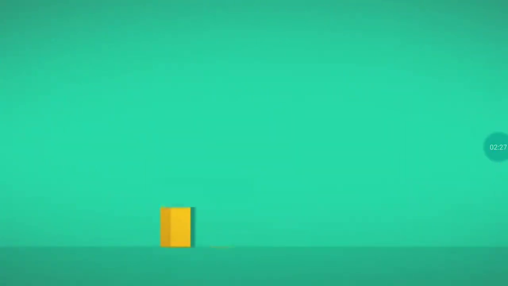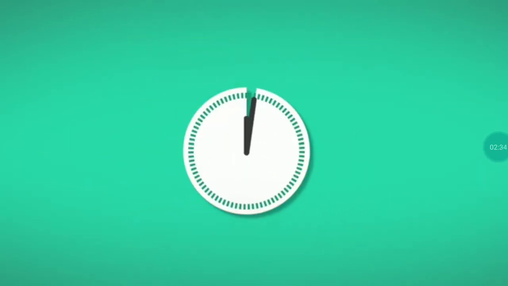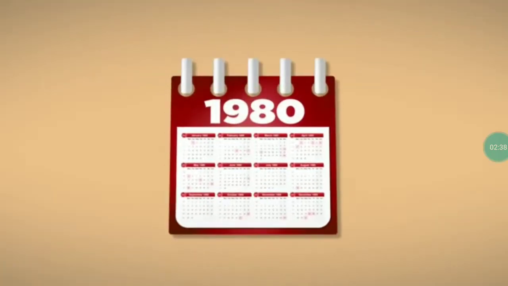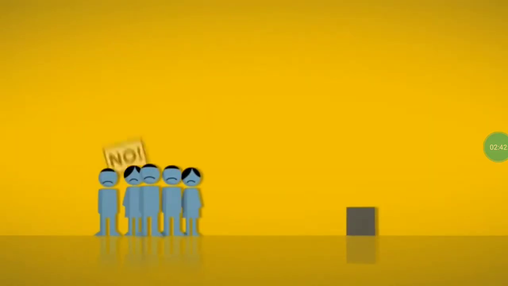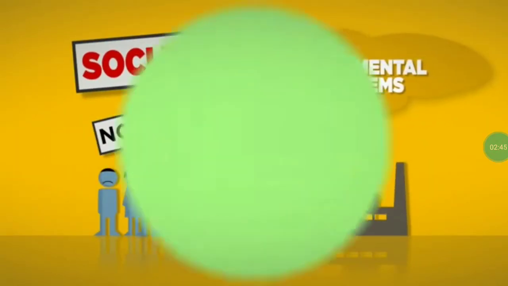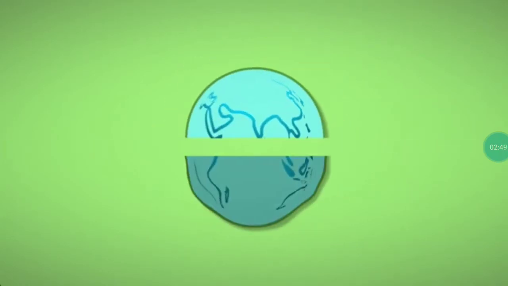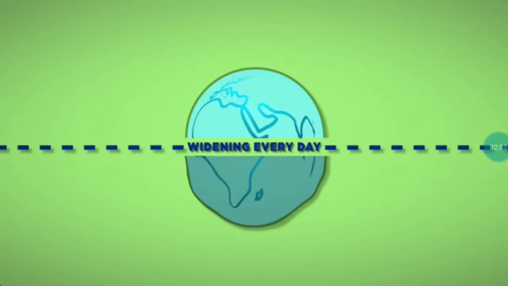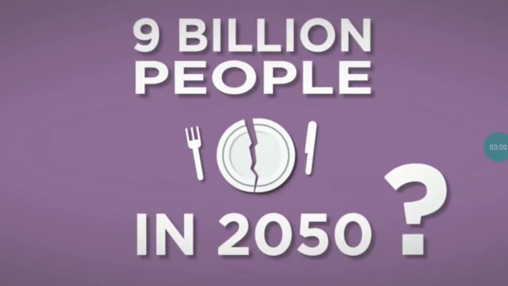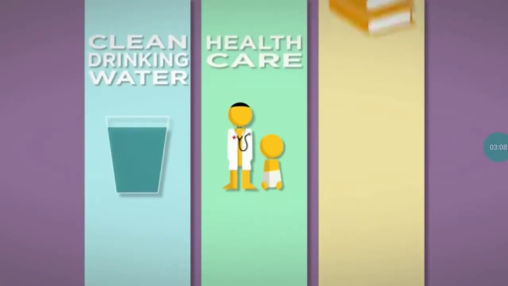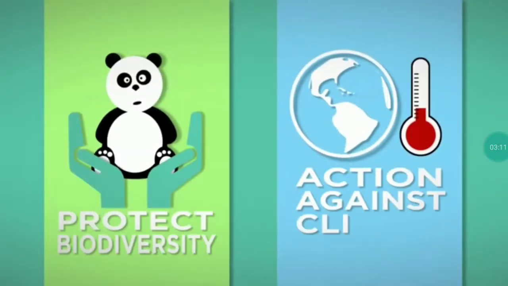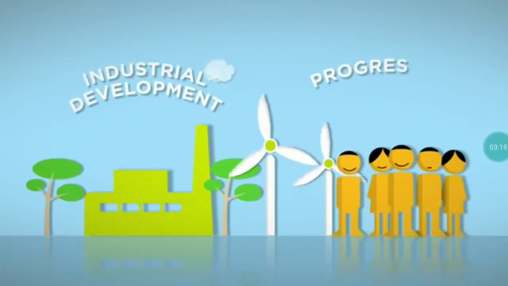Sustainable development. Everybody's talking about it. But what do those two words really mean? Let's take a couple of minutes to see what sustainable development is all about. The idea first emerged in the late 1980s as a response to the world's growing social and environmental problems. With globalization, the inequality gap between rich and poor countries is widening every day, and the projections for population growth are alarming. How are we going to feed a total of 9 billion people in 2050? How can we offer everyone access to clean drinking water, healthcare, education? How can we protect biodiversity and take concrete action against climate change? How can we make sure that industrial development means progress for everyone?